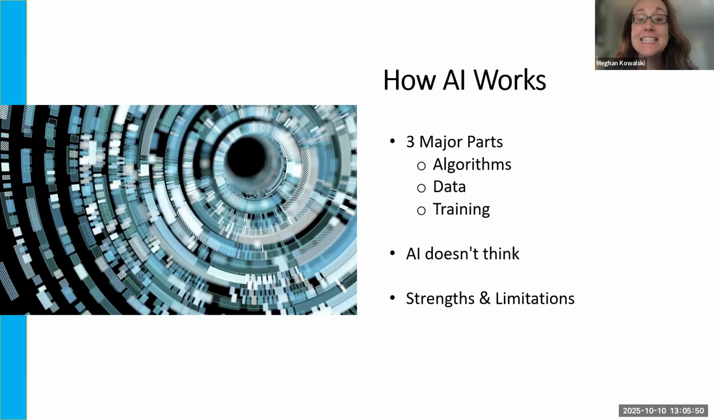The second part is the data, and these are the ingredients within that recipe. The more and higher quality the data, the better the recipe of the algorithm turns out. Most Gen AI was trained on massive amounts of data that was scraped or stolen.